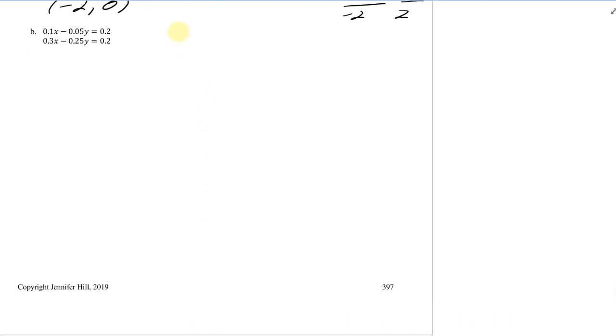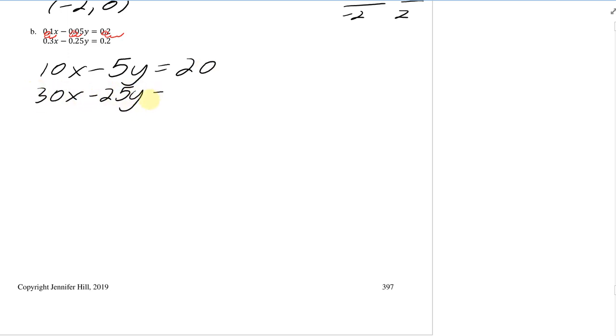Okay, so for both equations, I have to move all the decimals twice. So remember, when you move this decimal, you're going to move it twice, and fill in the empty spots with zeros. So the top part will be 10x minus 5y equals 20, and the bottom will be 30x minus 25y also equals 20. And so now you can see from looking at this that you're going to have to multiply one of these by something.